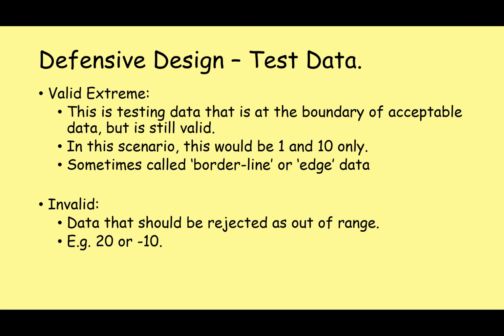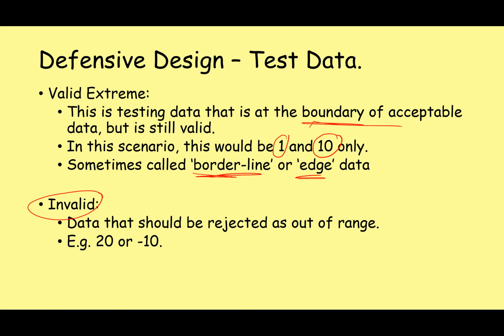Valid extreme. So we're testing data that is valid, but is right at the boundary of acceptable data. So in this case, we'd be looking at the number 1 and the number 10. They're correct, but they're right at the boundary of being acceptable. Sometimes we call this borderline or edge data.